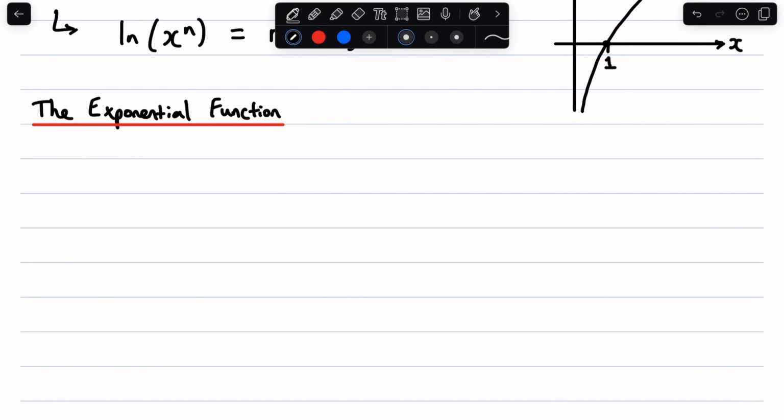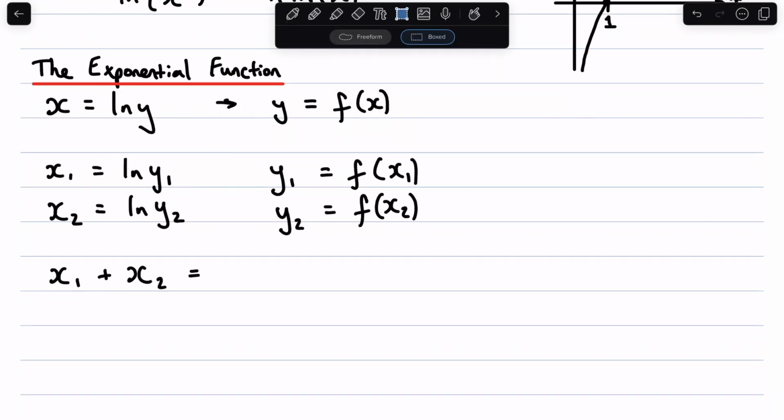Now let's think about the exponential function. If we just consider x equaling ln y, what is the inverse function of this? So y equaling f of x, where f is this undiscovered inverse function of the natural logarithm. To start with, let's consider where x1 equals ln y1, x2 equals ln y2, and then we'd have y1 equaling f of x1 and y2 equaling f of x2, these inverse functions.